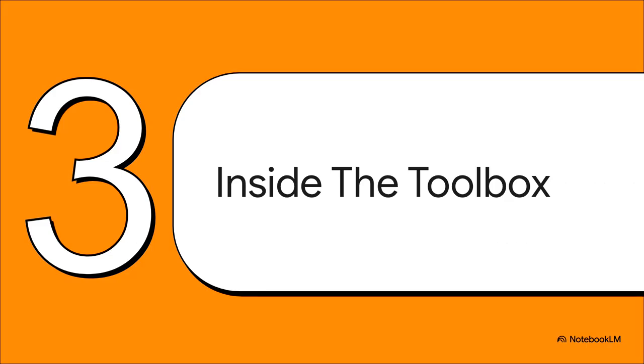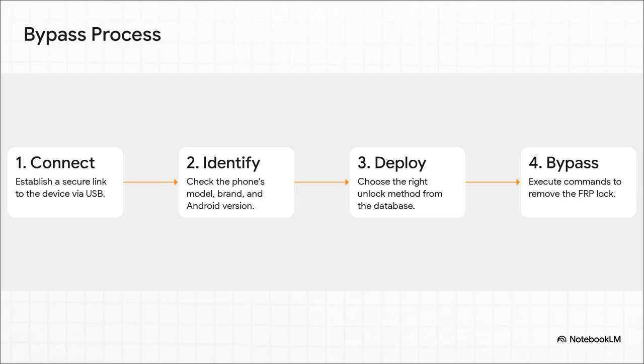All right, so we know how it's built. Now for the fun part. Let's peek inside the toolbox and see the actual digital lockpicks this thing is designed to use. From a high level, the process is actually pretty straightforward. Step 1, you connect the phone to your computer. Step 2, the software immediately goes into detective mode, figuring out the phone's exact model, brand, and Android version. Step 3, it uses that info to grab the perfect key from its database. And finally, Step 4, it sends the right commands and, pop, the lock is bypassed.